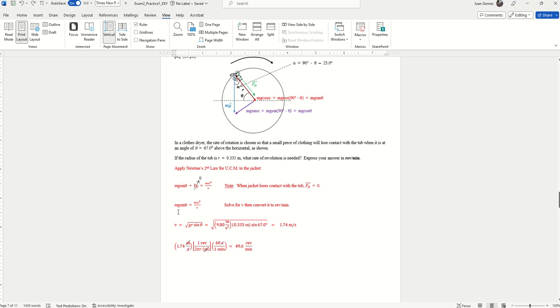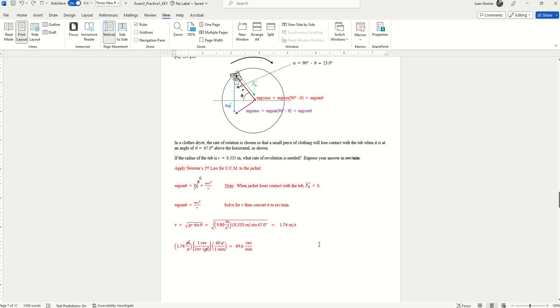Well, the m's cancel, multiply both sides by r, take the square root. You get v equals root gr sine theta. R was given as 0.335 meters, g is 9.8 meters per second squared, theta is 67 degrees, and you get v is 1.74 meters per second.